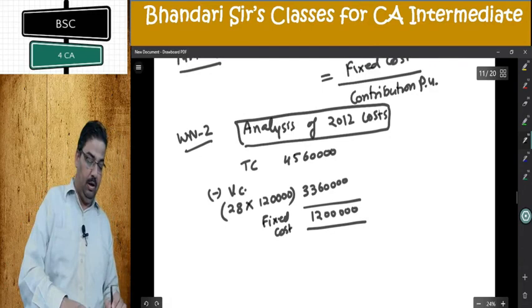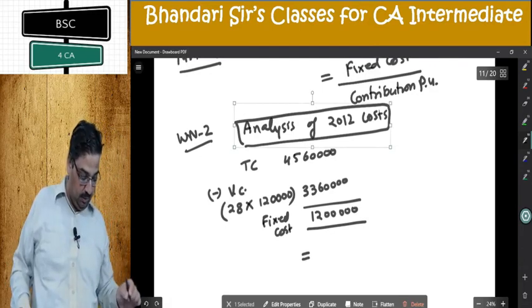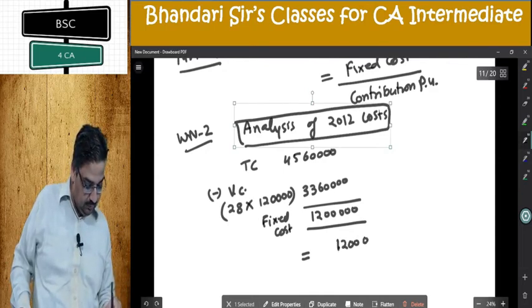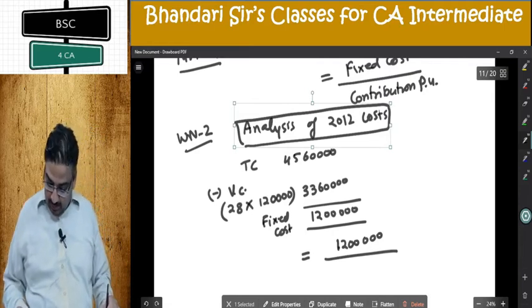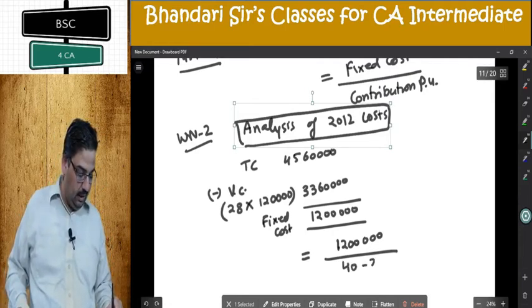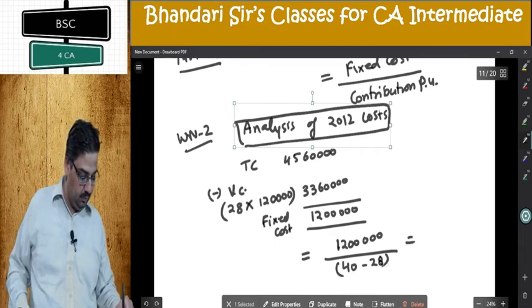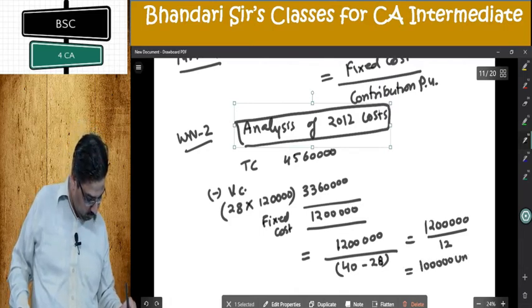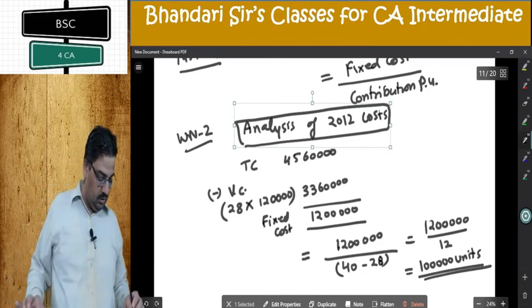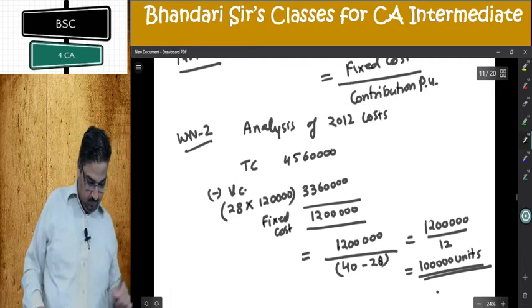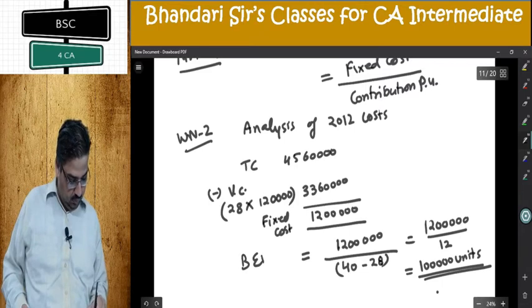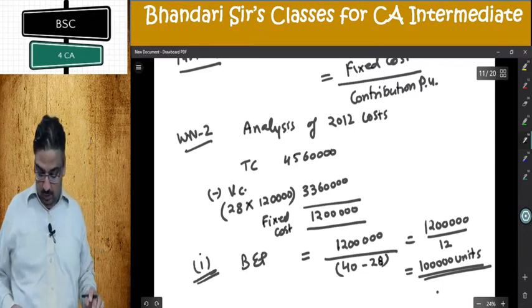What is contribution per unit? It is selling price minus variable cost per unit. So fixed cost 12 lakh divided by selling price given there 40 minus variable cost 28. 12 lakh divided by 12. This is 1 lakh units. This is the first part of this question. First part is 1 lakh units. Break-even point. This is part 1.